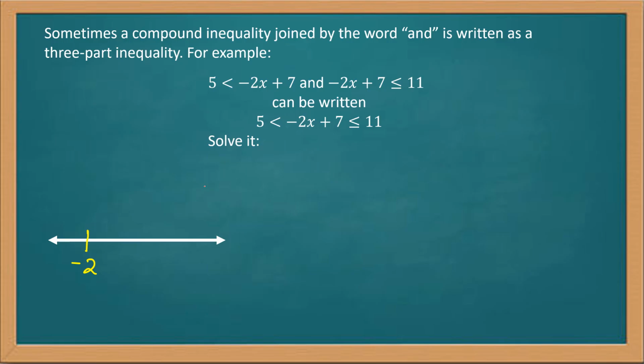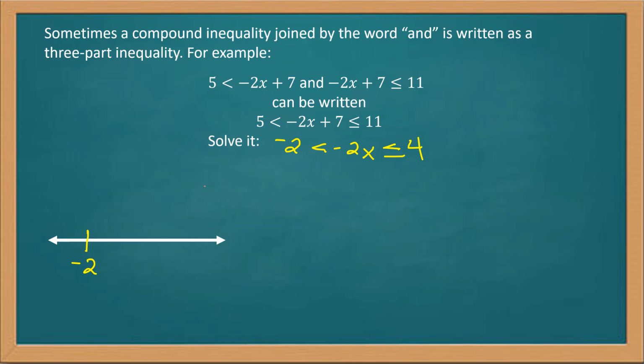So when you solve one of these three-part inequalities, there are three sides. If you add something to one side or subtract something from one side, you would do it to all three. So here you would want to subtract 7 from everything. So you're going to subtract it from the 5, and then from the -2x plus 7, and from the 11. So you'd have -2 is less than -2x is less than or equal to 4.